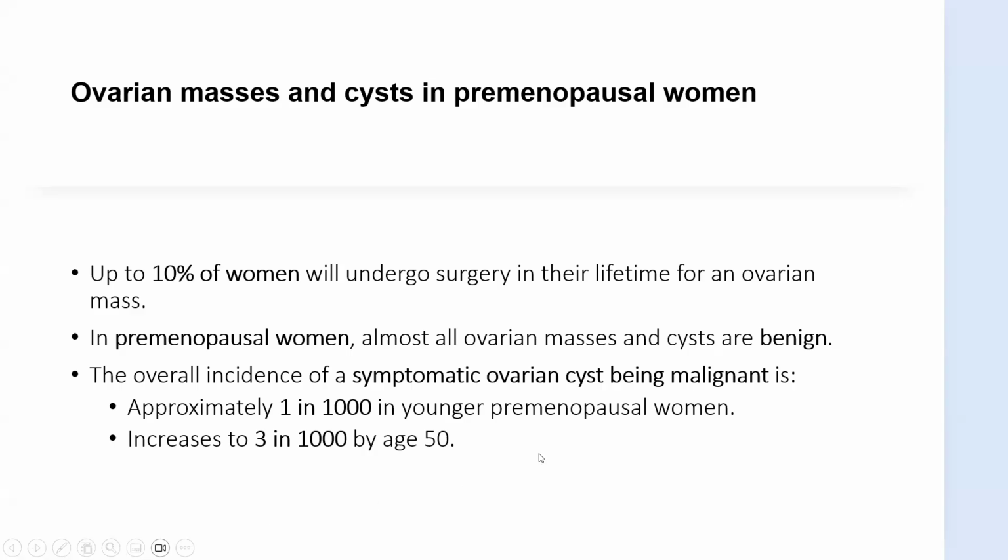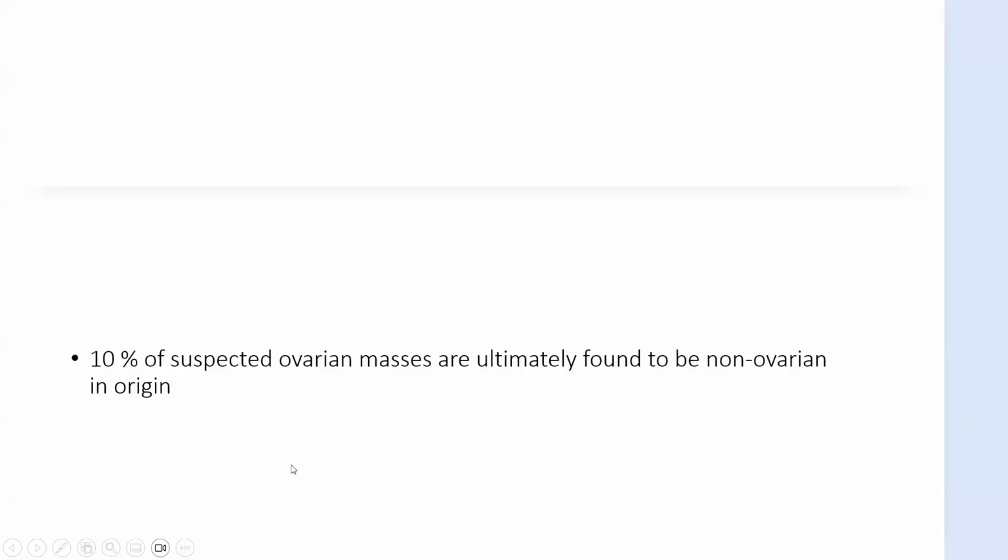In the younger premenopausal women, the risk is 1 in 1,000 women, and by the age of 50, it increases to 3 in 1,000. So the risk increases with the age. This figure is important: up to 10% of women will undergo surgery, and by age 50 the risk increases to 3 in 1,000. In turn, 10% of suspected ovarian masses are ultimately found to be of non-ovarian origin, like mesenteric cysts or any other cysts.